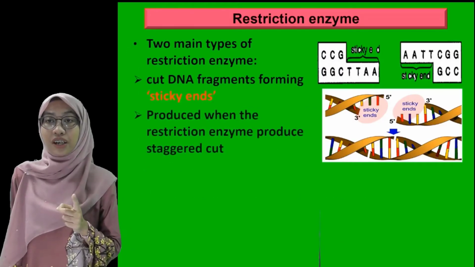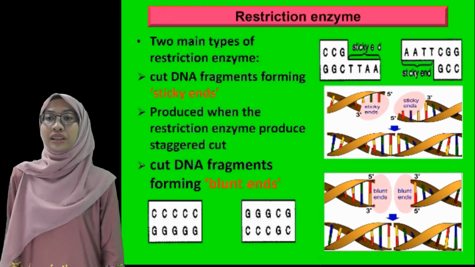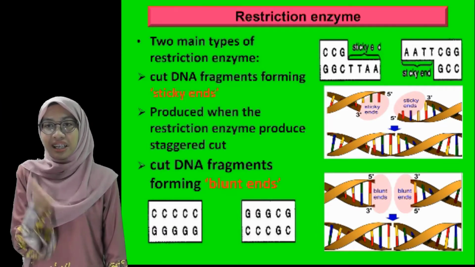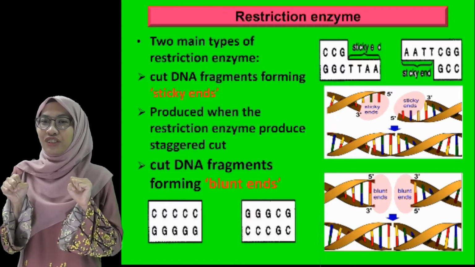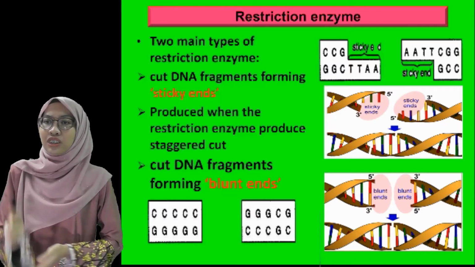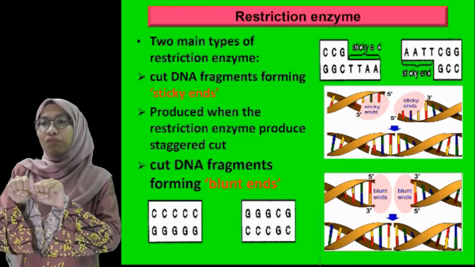Restriction enzyme is divided into two main types based on the technique of cutting, which are either staggered cut or straight cut. When a staggered cut is used to cut DNA fragments, it will form sticky ends of DNA fragments. While if the DNA fragment is cut straight through, it produces the blunt end of the DNA fragments.